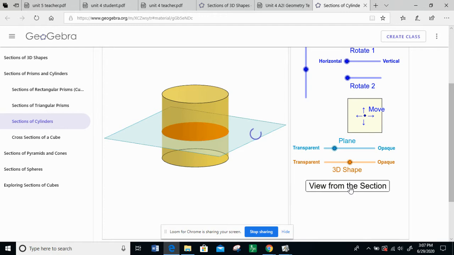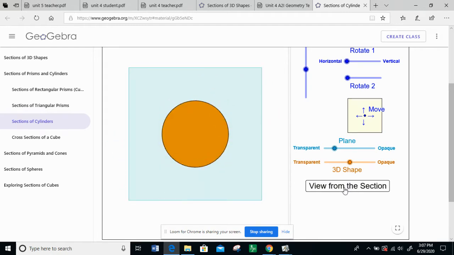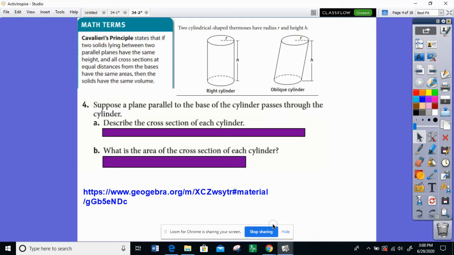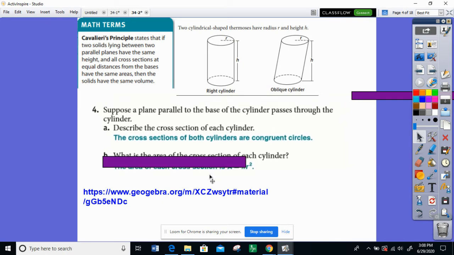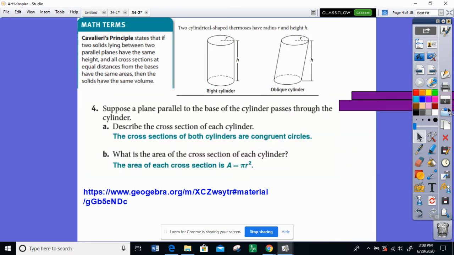That means the view that we get whenever we look at what would be left over from the top when we cut off the part that the plane sliced. Well, that's a circle. So the cross-sections for both cylinders would be congruent circles. And what is the area of the cross-section for each cylinder? Well, the area for a circle is pi r squared.